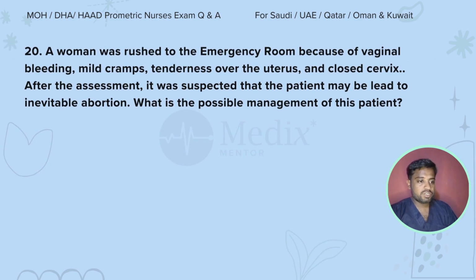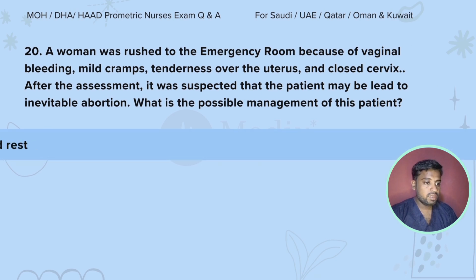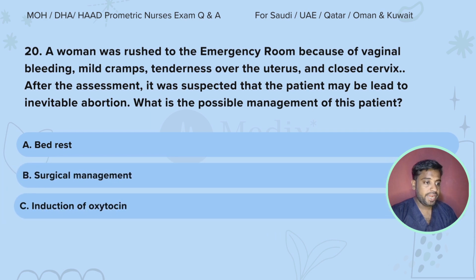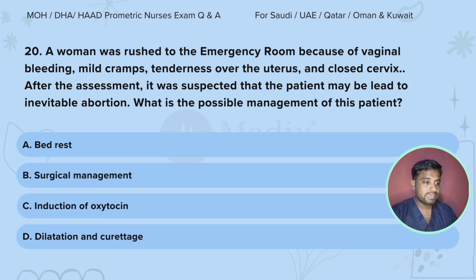A woman was rushed to the emergency room because of vaginal bleeding, mild cramps, tenderness over the uterus, and a closed cervix. After the assessment, it was suspected that the patient may be heading toward an inevitable abortion. What is the possible management of this patient? A. Bed rest. B. Surgical management. C. Induction of oxytocin. D. Dilatation and curettage.